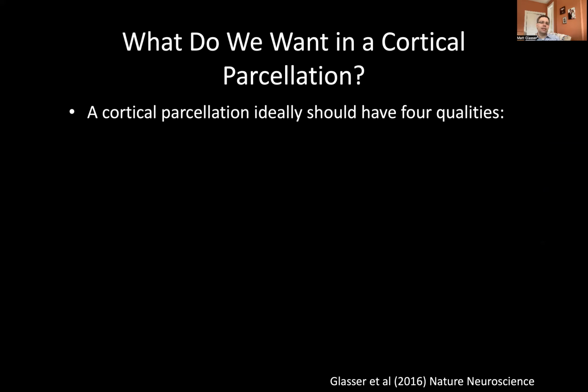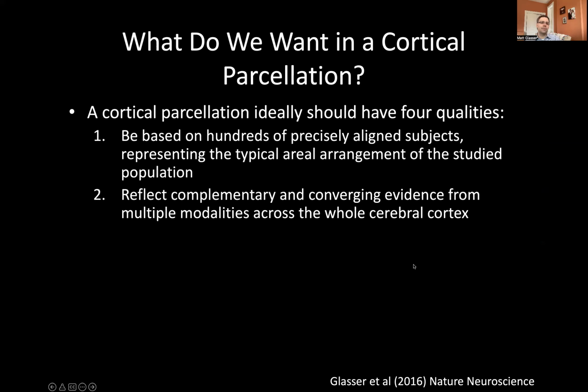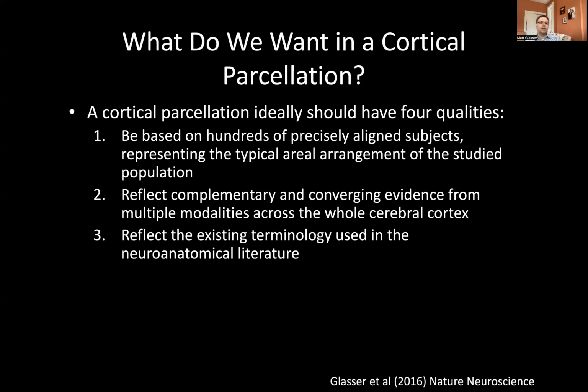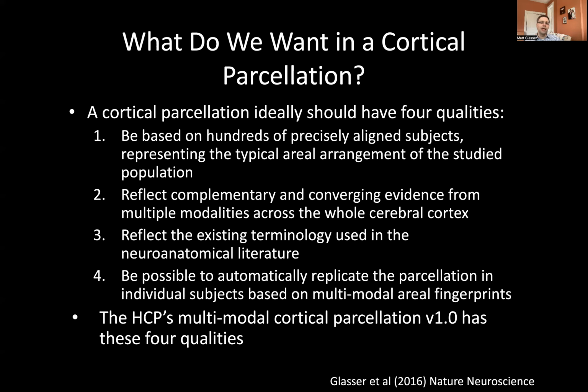So what do we want in a cortical parcellation? Well, I think it should ideally have four qualities. Ideally, it's based on hundreds of precisely aligned subjects so that it represents the typical areal arrangement of a population. Ideally, it has complementary and converging evidence from multiple modalities across the whole cerebral cortex, reflects the terminology used in the neuroanatomical literature, and ideally, we'd be able to take this group parcellation and automatically replicate it in individual subjects based on multimodal areal fingerprints. And so the HCP's cortical parcellation version 1.0 has all four of these qualities.